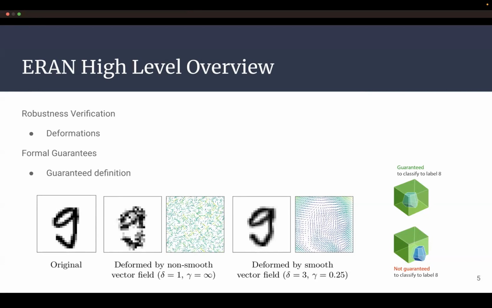And the other part of it is formal guarantees. So this means that within a certain level of perturbation, your image will be classified a certain way. And this can be useful in high-risk applications like flight or other examples like that.